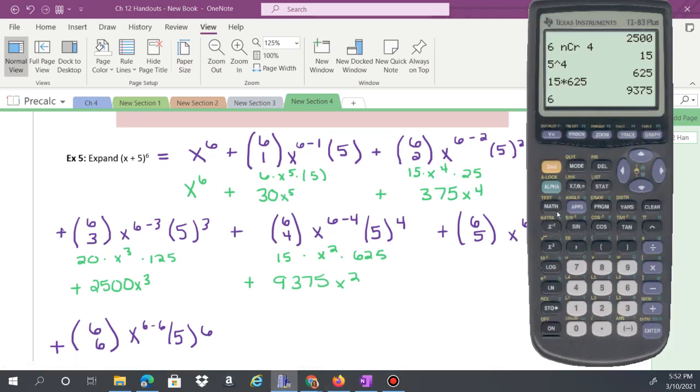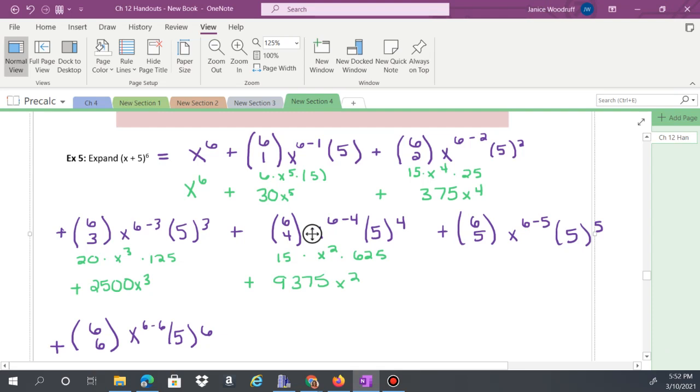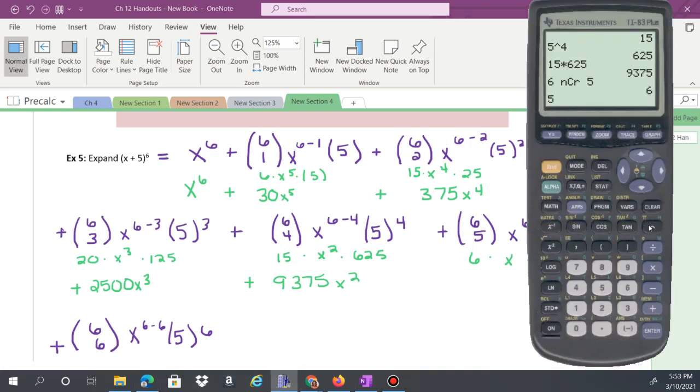And we got 6 choose 5. So 6 nCr 5 is 6. So you have 6. x to the 6 minus 5 is just x to the first. And 5 to the 5th, a very big number, I'm sure, is 3,125. And then we multiply that by 6. So 18,750 x.